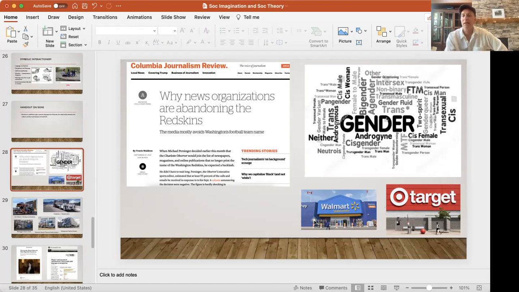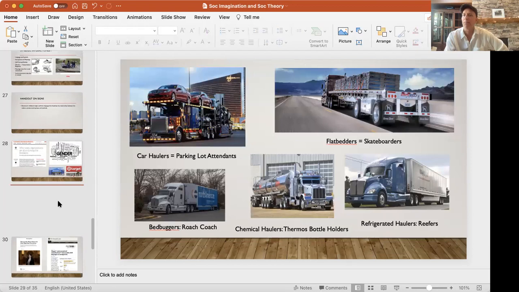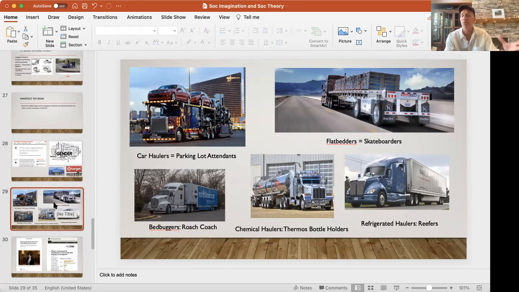The meaning that we assign Walmart and Target, right? Okay, well, how do we develop perceptions about these things that are beyond the objective idea of what these stores are, but we develop associations, right? I don't know, I found this fun.